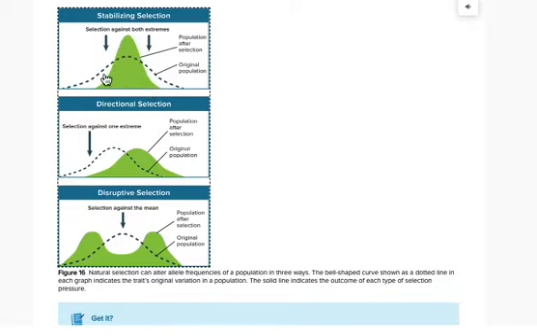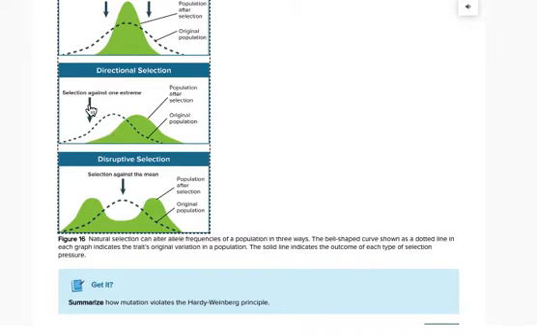Sometimes you'll have stabilizing selection, where basically the most common type just keeps going, and the extremes on either side end up dying off. Another thing that you can have is directional selection, where if this was the original population, eventually it starts to go towards one side or the other, like the ones that are taller, or shorter, or darker or lighter. It'll shift to one side or the other.